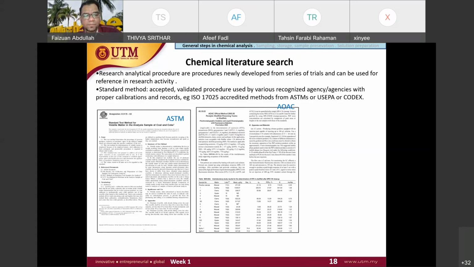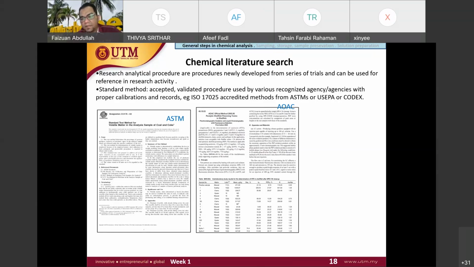So research analytical procedures are procedures newly developed from a series of trials that can be used for reference in research activity. And the standard method is an accepted, validated procedure used by various recognized agencies with proper calibration records. For example, the ISO 17025 accredited methods from ASTM, US EPA, Codex, and so on.